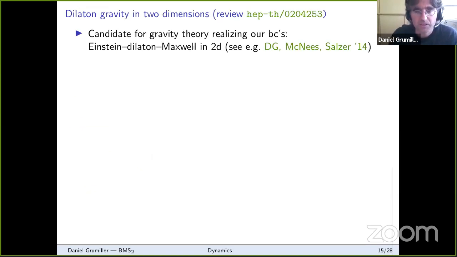So the class of theories that we're going to consider are Einstein-Dilaton-Maxwell theories. If you've never seen Dilaton gravity in 2 dimensions, I can refer you to our review from 2002. And some general aspects of boundary conditions and boundary terms in Einstein-Dilaton-Maxwell theory you can see in this work with my former student Jakob Salzer.